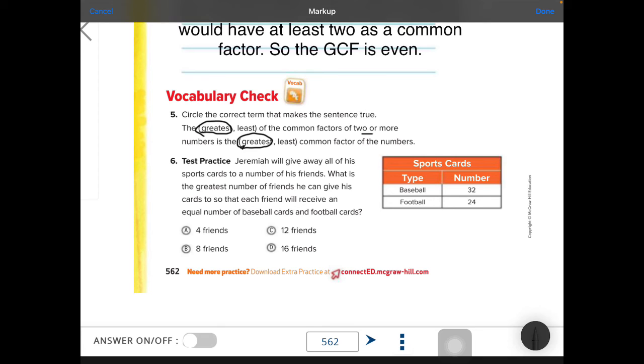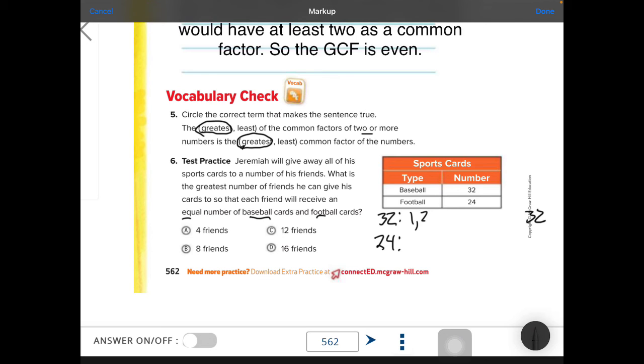Number 6, Jeremiah will give away all of his sporting cards to a number of his friends. What is the greatest number of friends he can give his cards to so that each friend will receive an equal number of baseball and football cards? Okay, so now we need to figure out the factors. So we have 32 and 24.